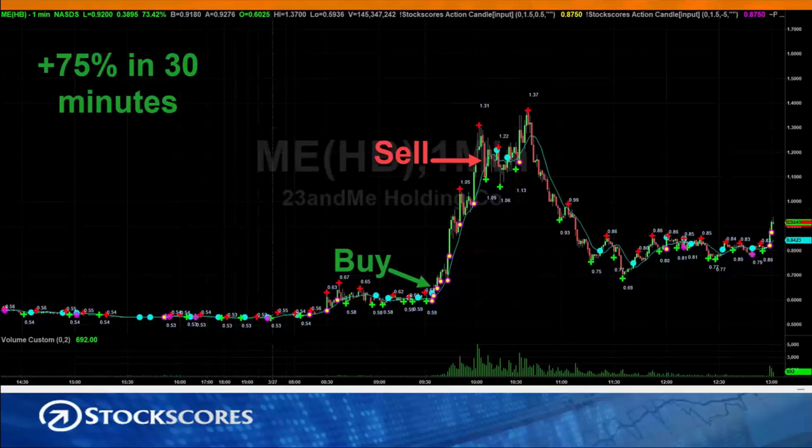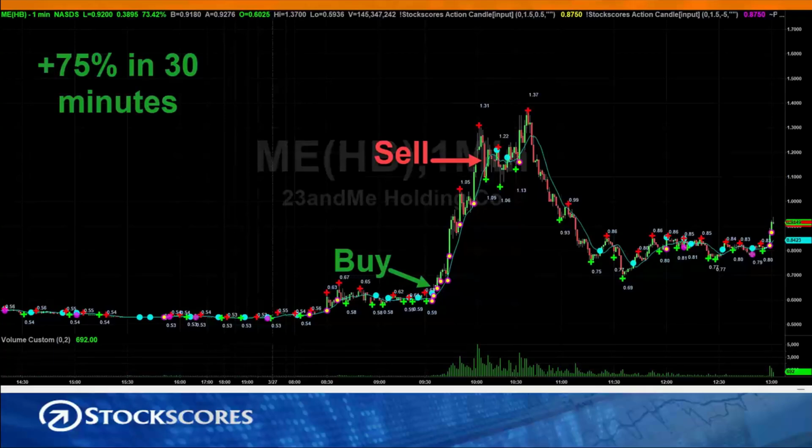Okay, so we have these pink and yellow dots right here, and we have sell signals. You're going to learn in the courses that I do that we use these things called risk reward lines, and risk reward lines are the reason that we sell stocks. In this case, 23andMe Holdings last week moved up 75% in about 30 minutes, and that's the kind of trades we love. These stocks tell us that they have good potential early in their trend, and that's what those indicators are for.